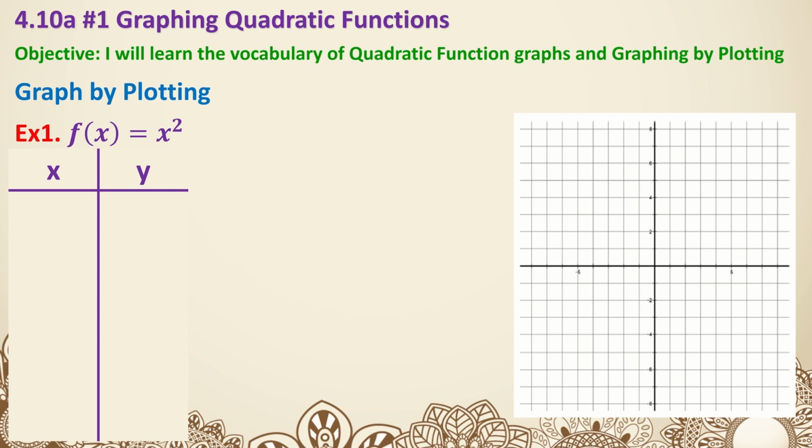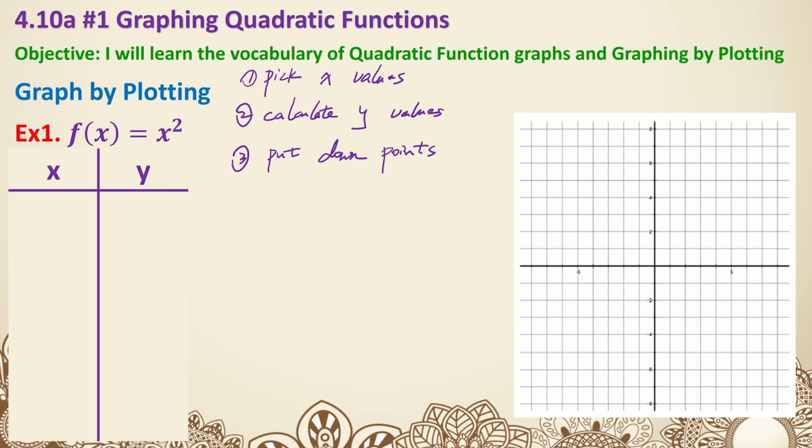So let me kind of write down the process. First, we're going to pick x values, and then we're going to calculate y values. Afterwards, we are going to put down points. And lastly, we're going to connect all the points smoothly into a curve. We can't exactly just connect them into a straight line.